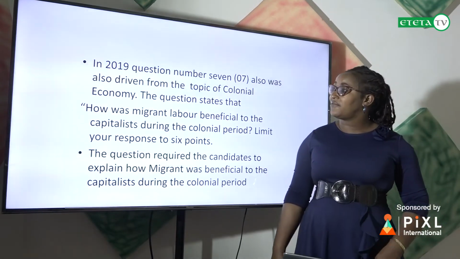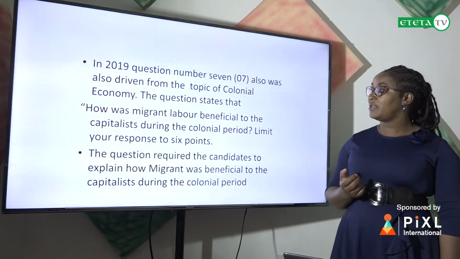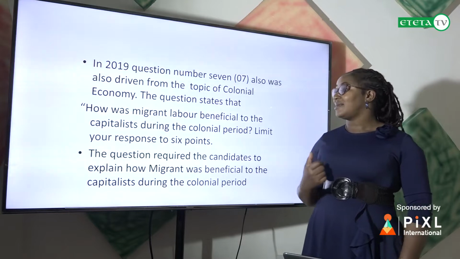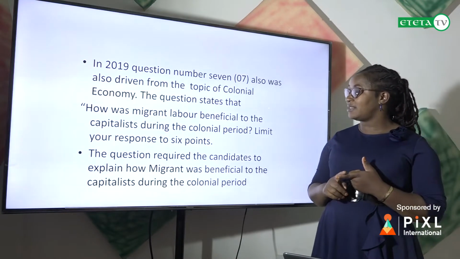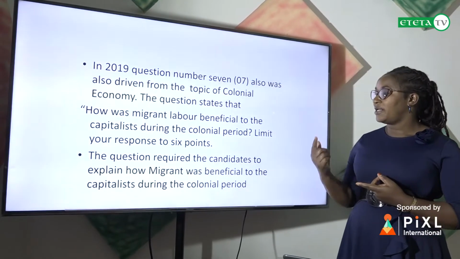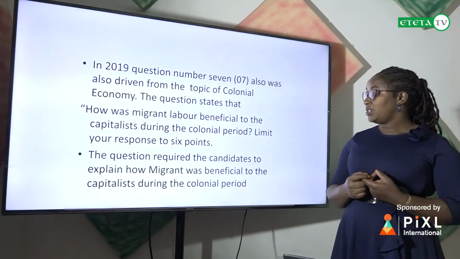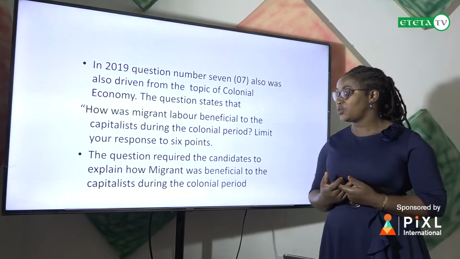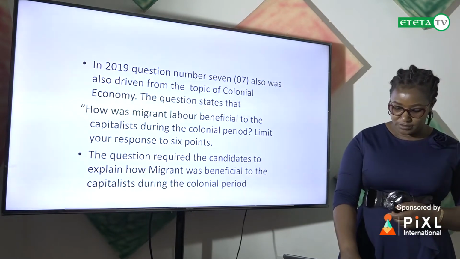The second question is from 2019. The question was number 7, also drawn from the topic of colonial economy. The question states: how was migrant labor beneficial to the capitalists during the colonial period? Limit your response to 60 points. The question required the candidates to explain how migrant labor was beneficial to the capitalists during the colonial period.